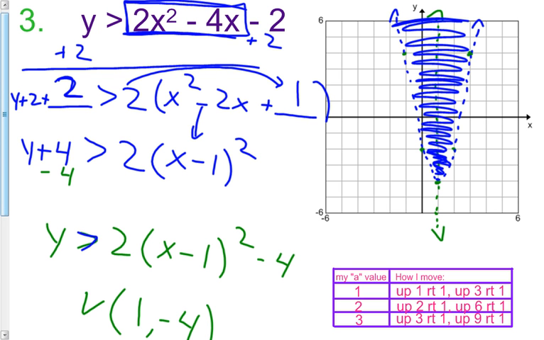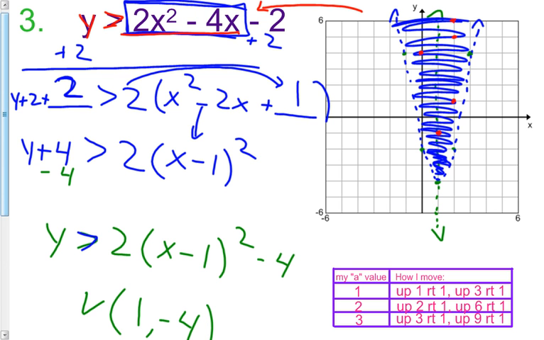And let's just review what this shading actually means. I could pick any one of these points in the shading. It doesn't matter which one it is. I could pick any single one of these, substitute the x and y coordinates back into my original equation, and it makes a true statement. The left side is going to be greater than the right side.